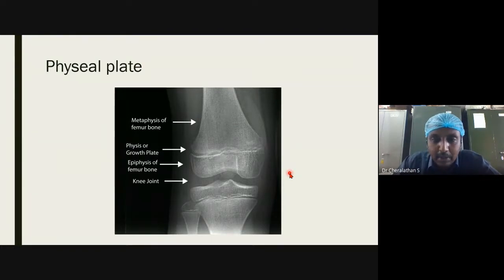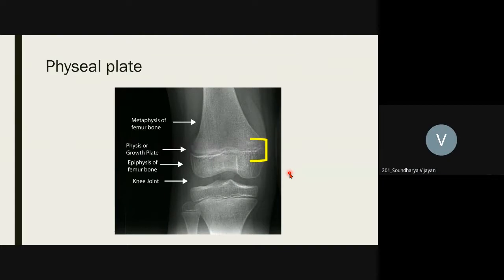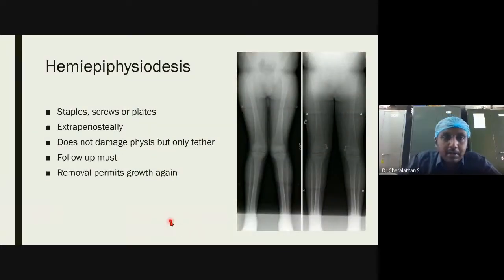Okay, shall we go to the next slide? Yes, sir. So this is actually a patient's clinical picture of hemiepiphysiodesis. You can see the amount of valgus here. They have applied pins on the medial side, and you see the amount of correction achieved. And still the physeal plate is open.